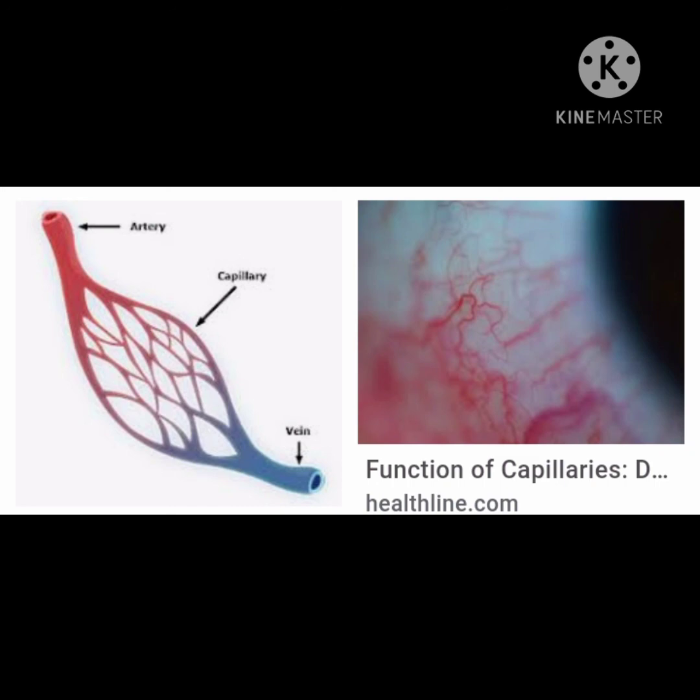That means the capillaries are very small and fine blood vessels with extremely thin walls. The wall of capillaries is highly thin and delicate.